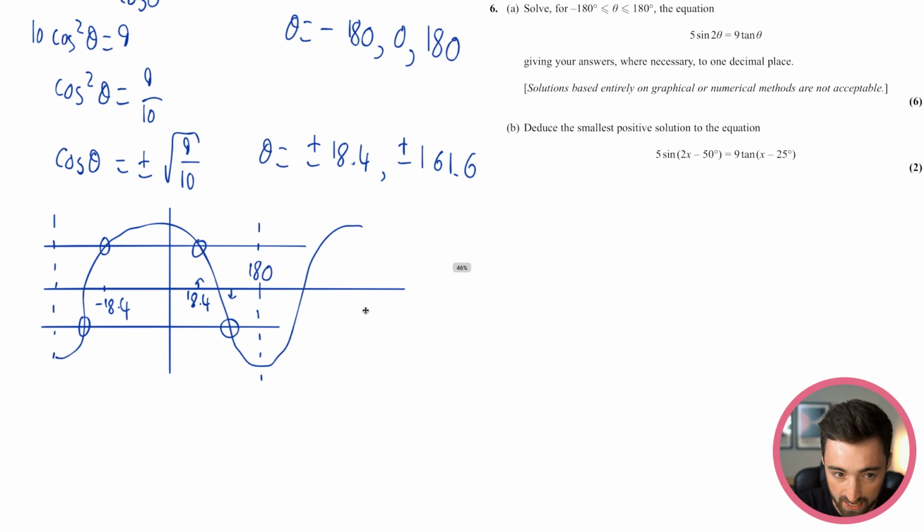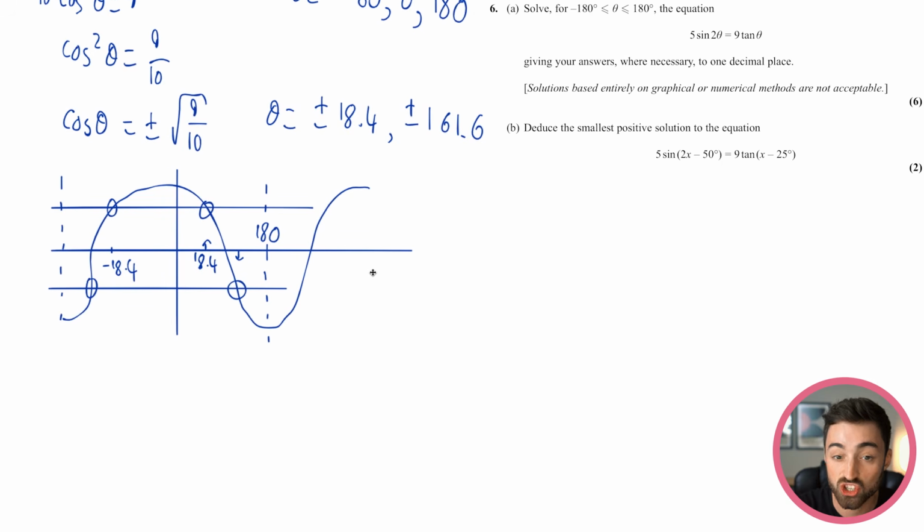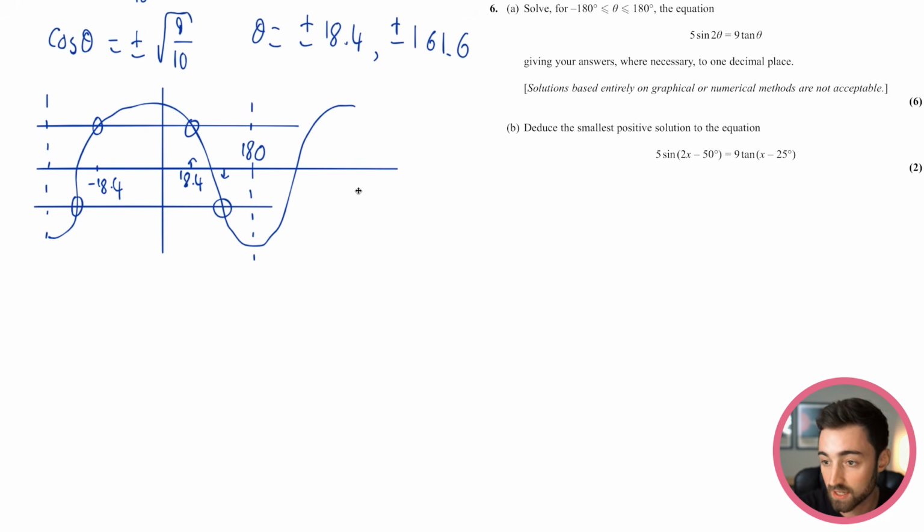Right, part B, let's have a look. Deduce the smallest positive solution to the equation. Okay. So you can see here that the only thing that's really changing is the angles inside these trig functions. So definitely going to be able to use part A here.